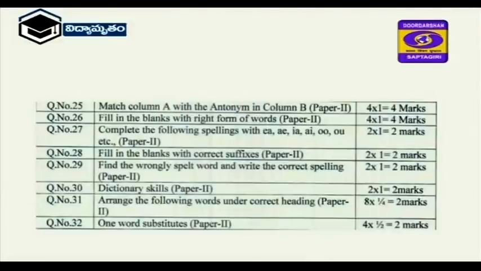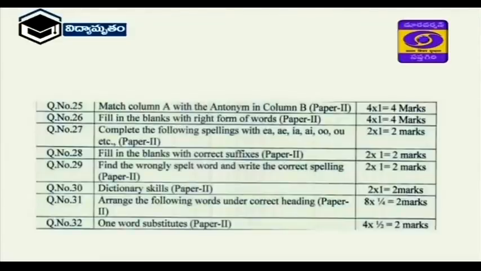Question number 29, it is find the wrongly spelt word and write the correct spelling. You will be given, against each A or B, 4 words amongst which you have to find the wrongly spelt word and write the correct spelling of that very particular word, and it gives you 2 marks.